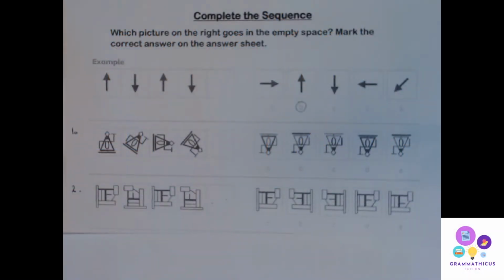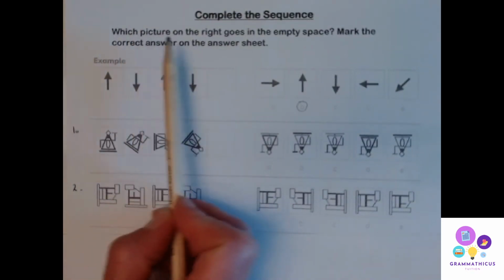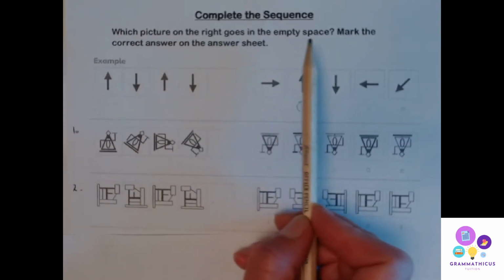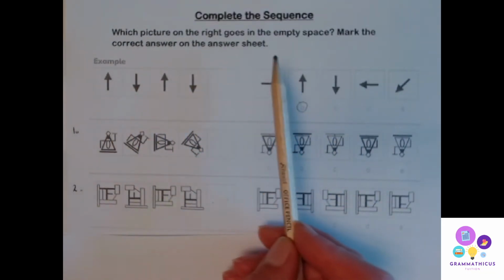Hello and welcome to this Grammaticus tutorial on Complete the Sequence, a non-verbal reasoning type of question. Let's read first of all what we're being asked to do. We read the instructions. It says, which picture on the right goes in the empty space? Mark the correct answer on the answer sheet.